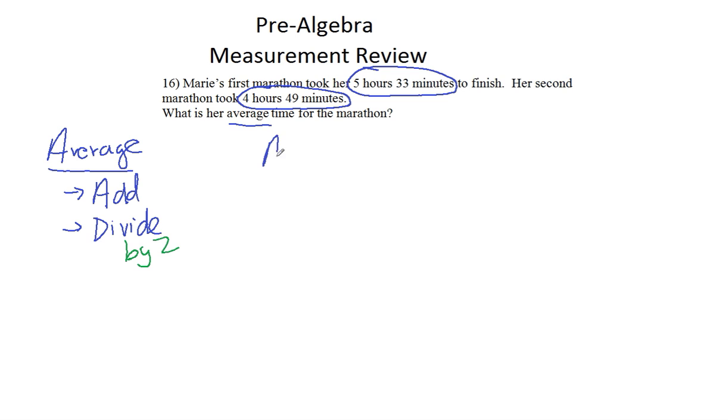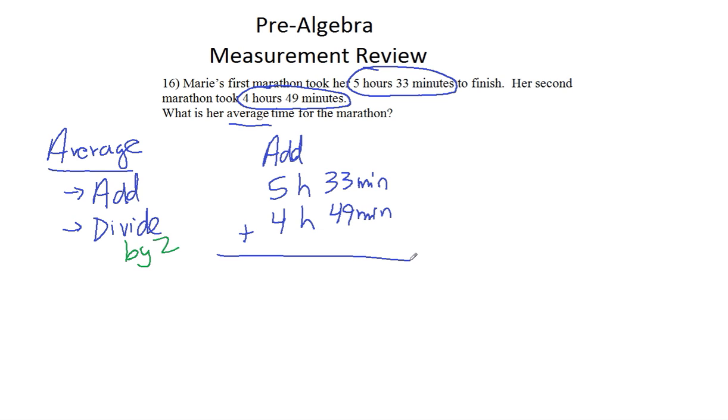So the first step, we've got to add those. We're going to do 5 hours, and I'll just write H for hours, 33 minutes, MIN for minutes, and then add the 4 hours and 49 minutes. Here we might want to regroup, but since it's average, I'm not going to. Anyway, 33 plus 49. I've got to cheat and use my calculator here.